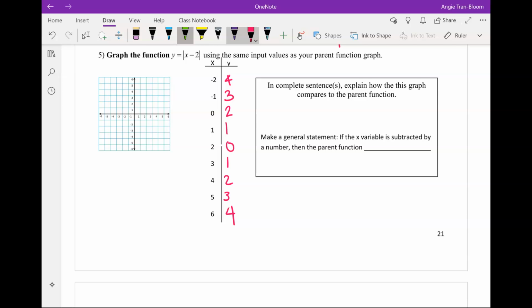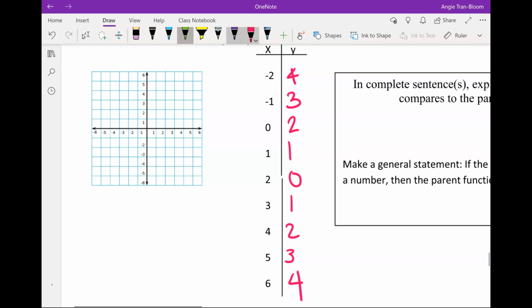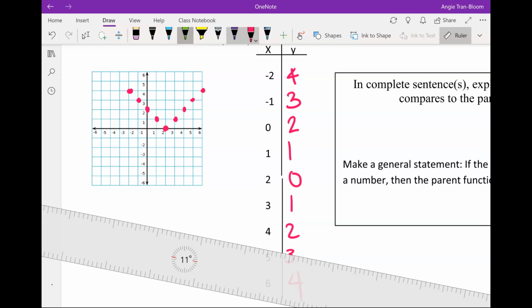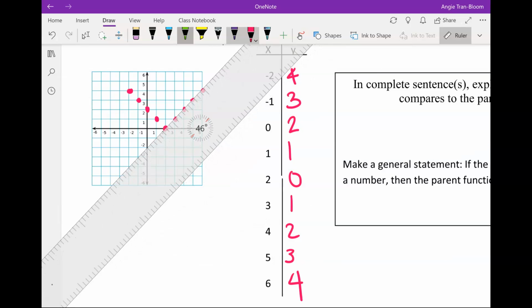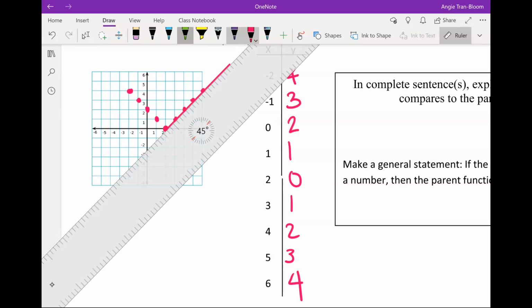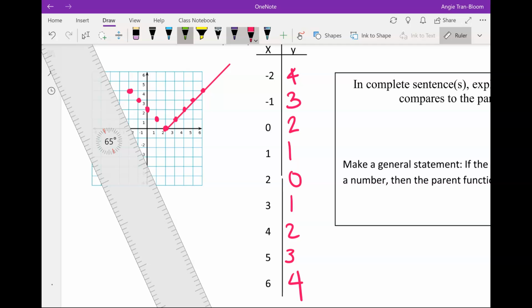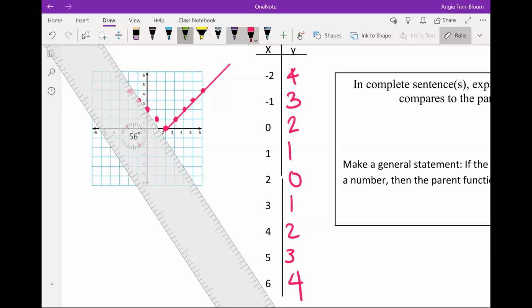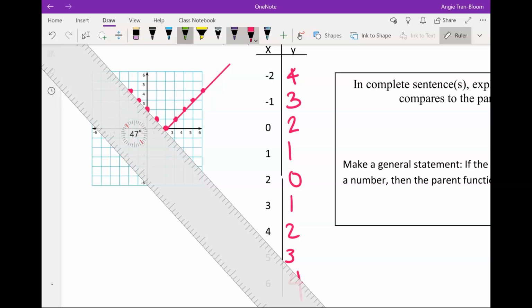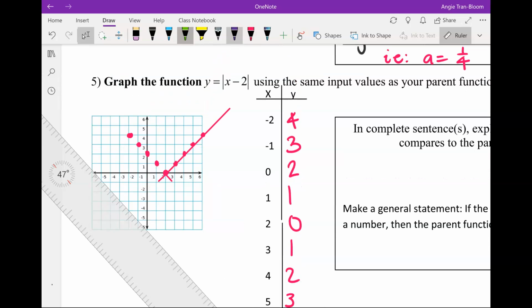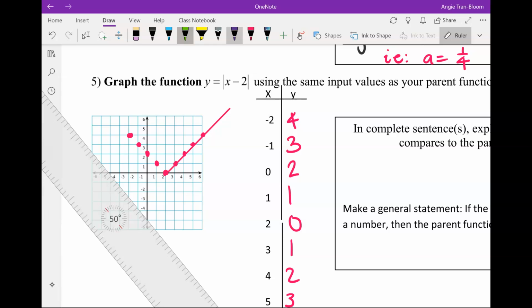All right, let's plot. -2, go up to 4. -1, go up to 3. 0 at 2. 1 is 1. Oh my. What shape do we still have? V, absolute value. As you can see, it doesn't matter what I do to the parent, it's always going to be a V. Okay. You guys change slightly from your parents, but generally we still look the same, right?